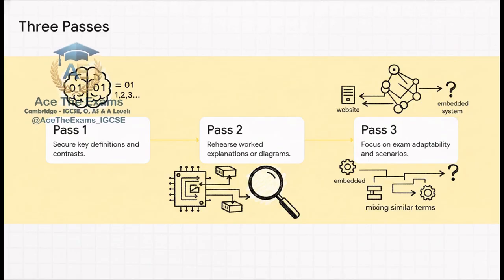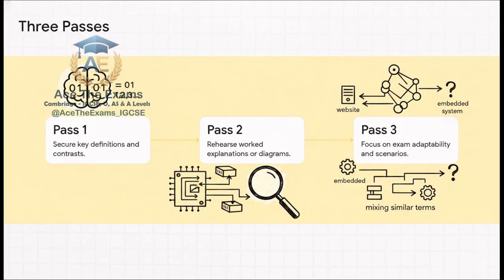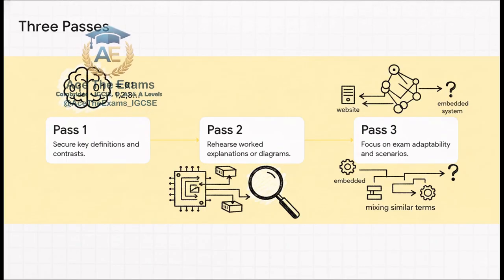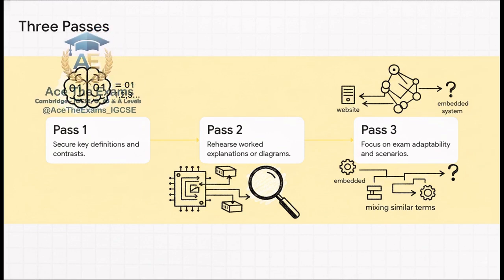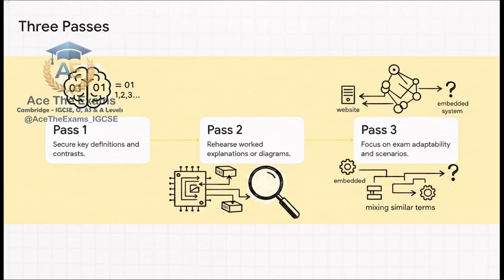But Pass 3 is the magic layer. This is where you focus purely on exam adaptability. You take a past paper question about a basic website and you force yourself to change the scenario to an embedded system in a washing machine. You mix similar terms and force yourself to justify the technical choices. This is absolutely crucial because Cambridge exams love to combine pure theory with applied reasoning. They are constantly trying to see if your knowledge bends or breaks under the weight of a brand new context.